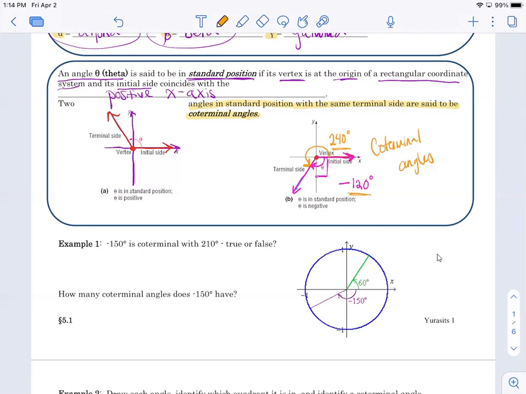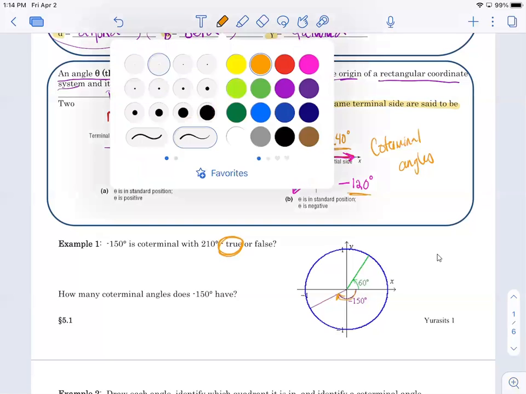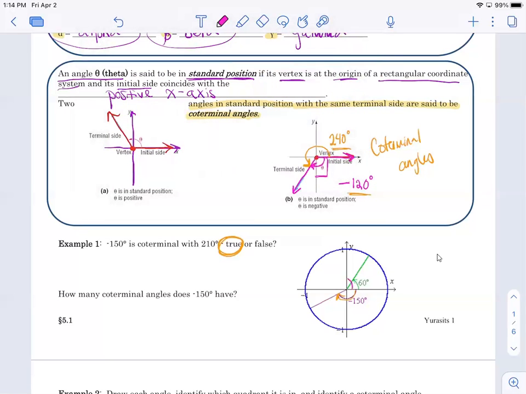Now, example 1: is negative 150 degrees coterminal with 210 degrees? I'll let you think about that for a second. And it would be, right? True. Because if this is negative 150, then to go counterclockwise would be the leftover of the full revolution. So you could have done 360 minus 150, and we get 210 degrees. So it works out.